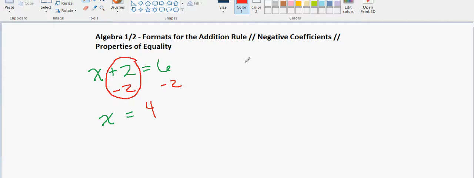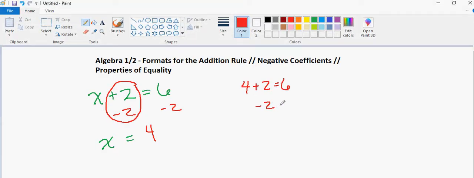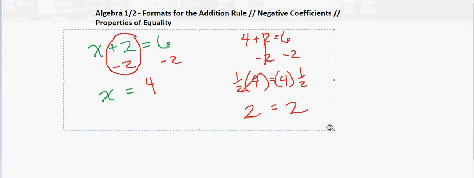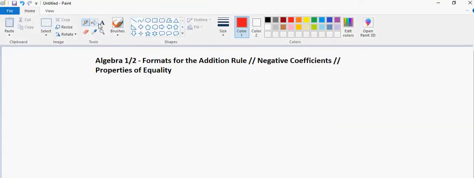And we can test that by putting 4 plus 2, and that does equal 6. And if I subtracted both sides by 2, see what happens? It's true when there's numbers in there too. I can multiply both sides by a half. You can do all these things we do with variables, and it's all true with numbers because that's what the variables stand for. So those are formats of the addition rule. You can read more examples in the book if you need them. There are even fractions where you have to subtract a fraction and then get rid of your coefficient, 2-step problems.